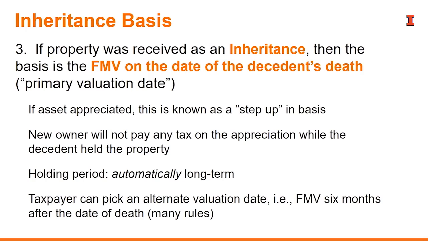Finally, the taxpayer can pick an alternate valuation date, which would use the fair market value 6 months after the date of the decedent's death. However, there are many rules here, one of which is that the fair market value actually must have gone down between the primary valuation date and this alternate valuation date. So if we're talking about appreciated property, the step-up in basis would be smaller on the alternate valuation date than the step-up would be available on the primary valuation date.